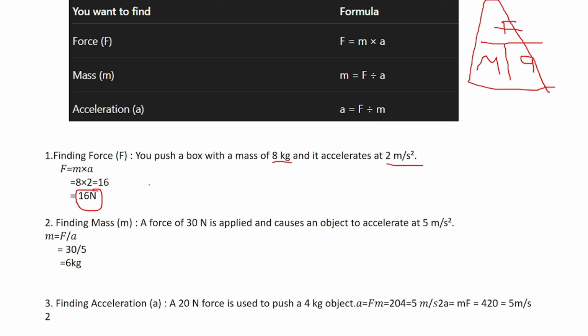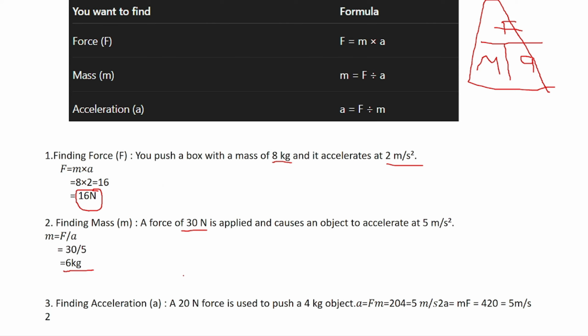Now, finding the mass. A force of 30 N is applied and causes an object to accelerate at 5 meters per second squared. So for me to find the mass, I'm going to divide the force, which is on top, by the acceleration. The force divided by the acceleration, and then the answer will be 6 kg.